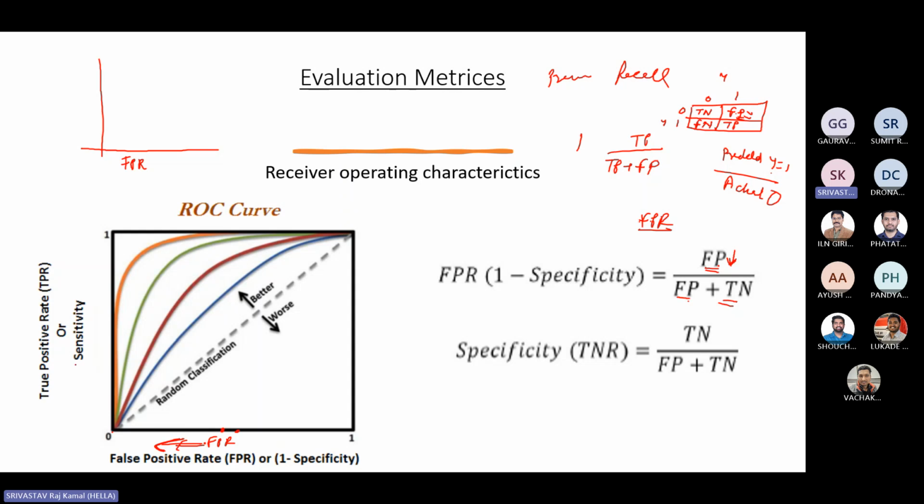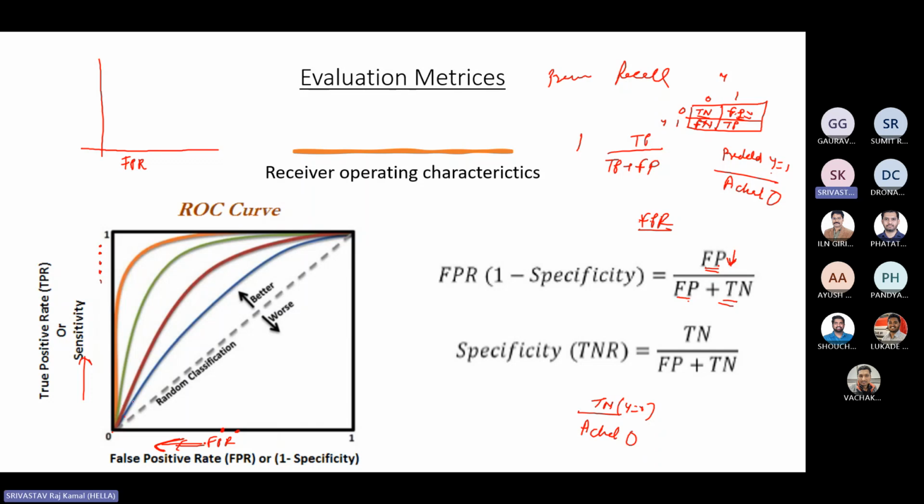This is the true positive rate, which is given by true negative upon false positive plus true negative, which is actual zeros, y equals 0, just the opposite of this. I want the true positive rate to be on the higher side, this side. So basically we want some points here.